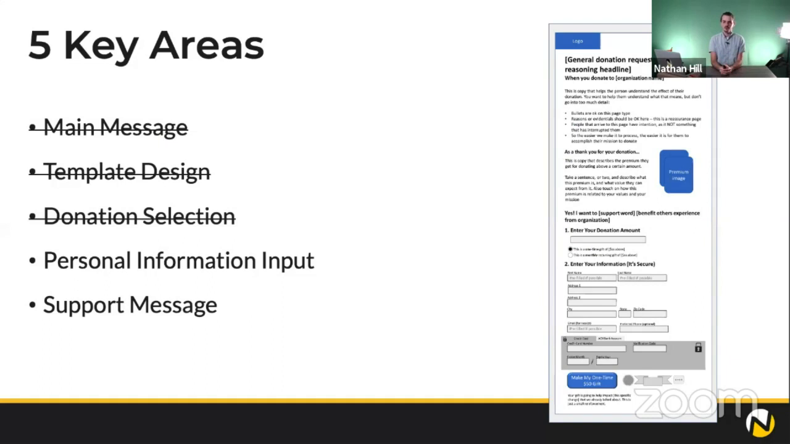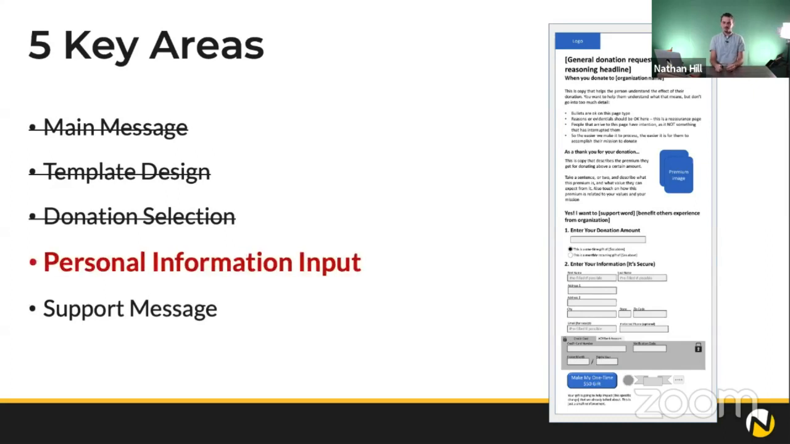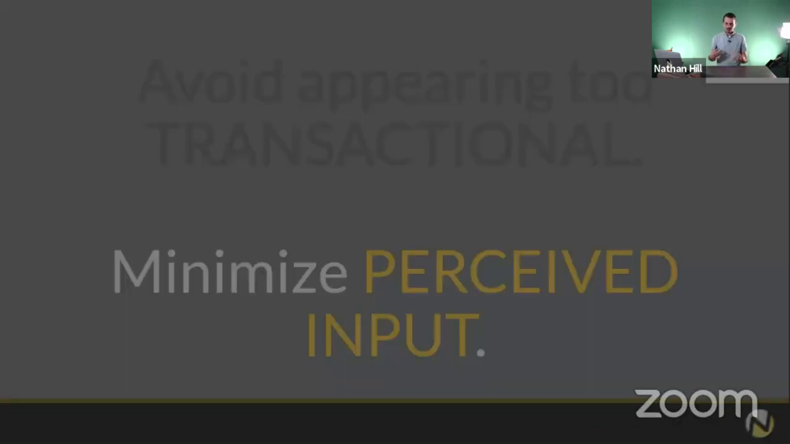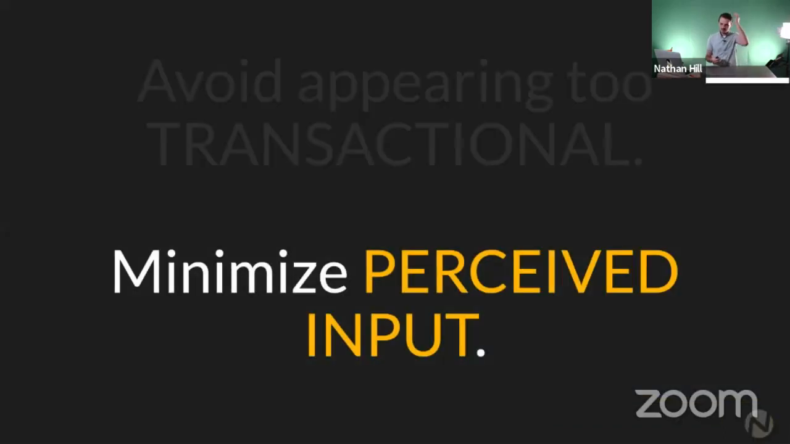Let's jump to personal information input. And this is, again, just a fancy way to say, what are you asking for in your form? Now, we have an underlying driving principle behind this, which is what you want to ultimately do, regardless of the specific tactics. We want to minimize the perceived amount of input. So we want to keep donors from thinking that there's too much work that they have to do, even if you're not changing the number of form fields, even using design to change how they're laid out, to make it seem like there's less work.